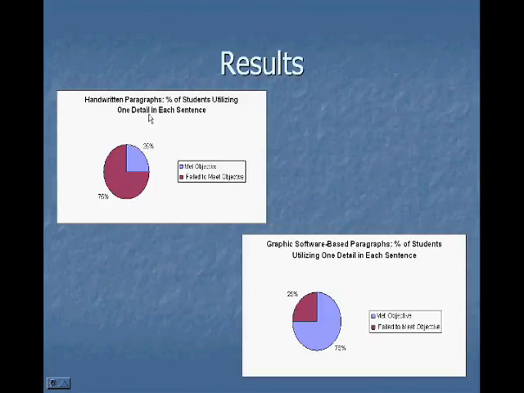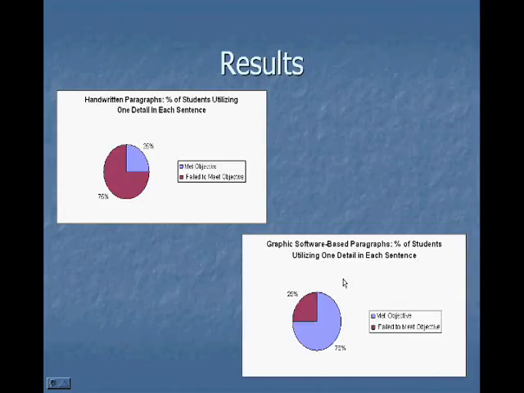This is the percentage of kids who used at least one detail in each sentence. In the handwritten one, only 25% met that objective. And these were the 2 high kids. When they handwrote it, they used at least one detail in each sentence. All the other kids, the low and middle level kids, didn't use at least one in each sentence.